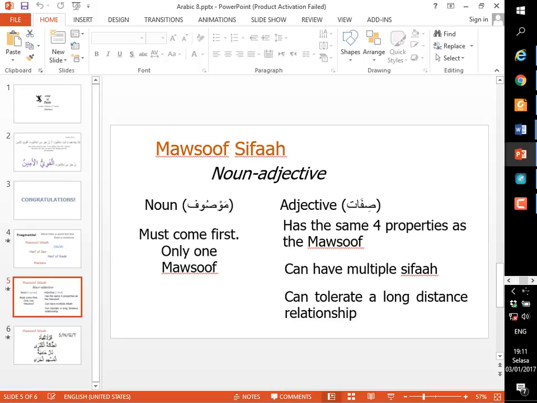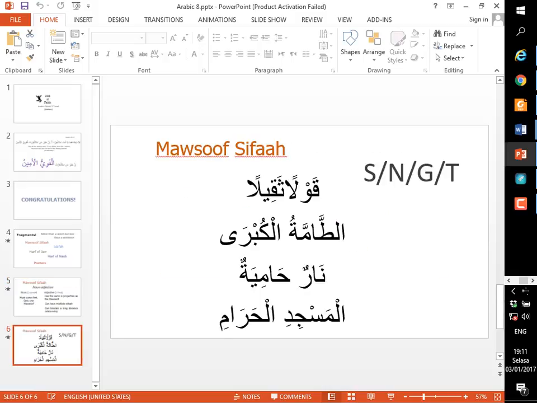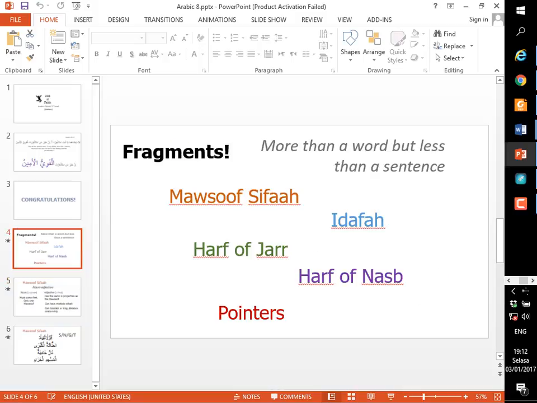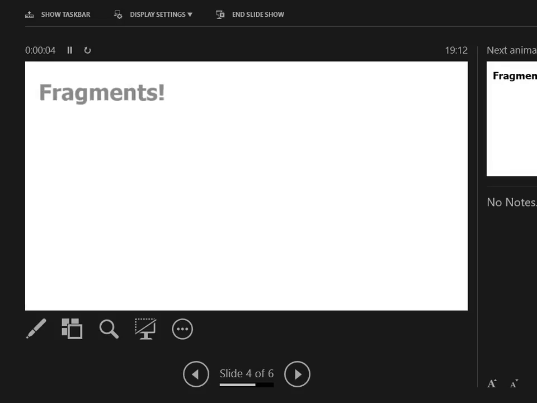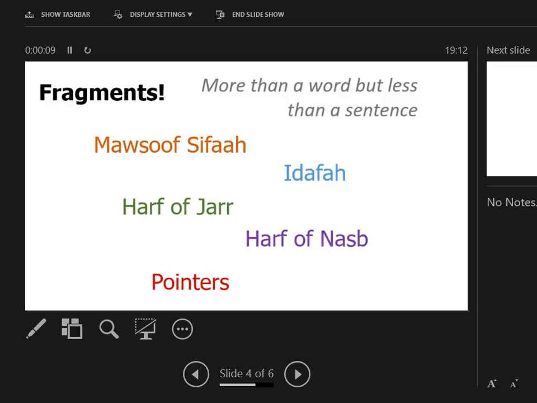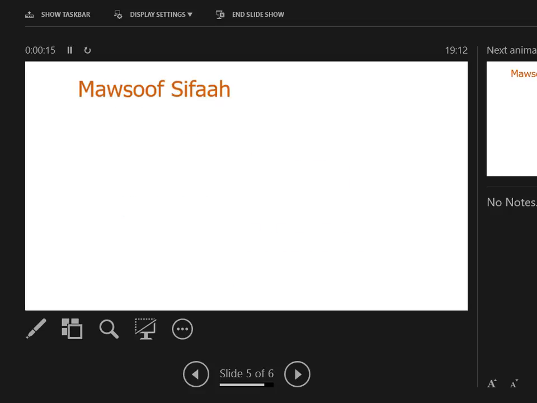I've already prepared a little bit for Mawsoof-Sifah. Do you want to know, or just later on? It's only 2 slides left. Okay. So let's see. So this is our next goal for fragment. We call it a Mawsoof-Sifah, or a noun adjective.